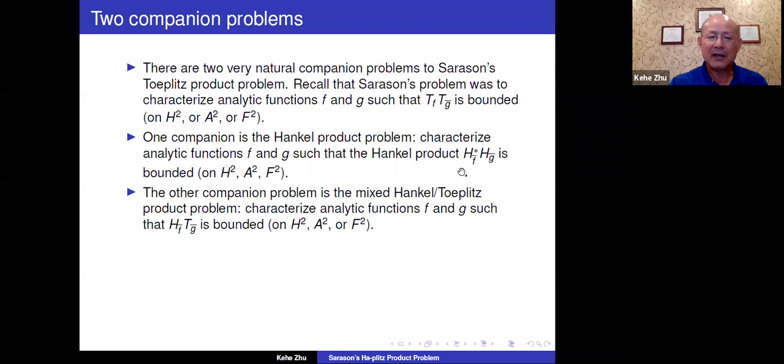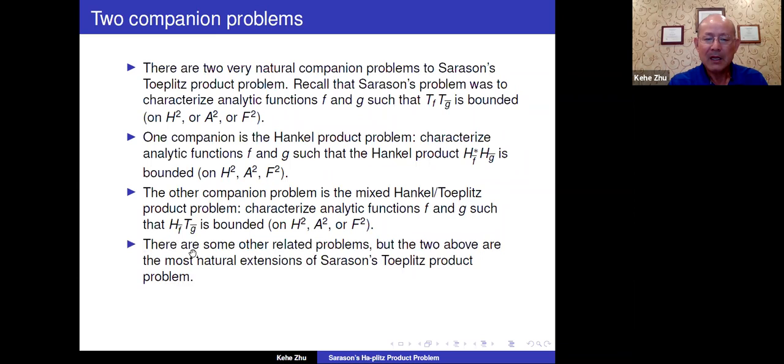And another one will be, you can look at a mixed product, a product of a Toeplitz operator and a Hankel operator. And that is why the title of my talk today is Sarason's Haplitz product. You can talk about a product of Toeplitz operators, product of Hankel operators, and also mixed products. So I will tell you some recent progress on these two companion problems, exactly when this will be bounded and exactly when this will be bounded. All right.